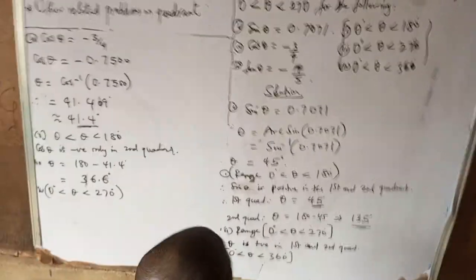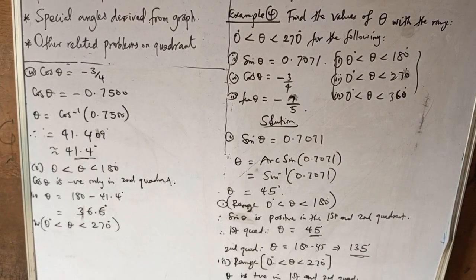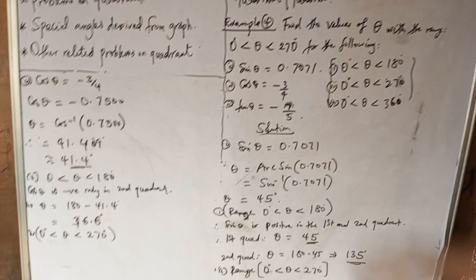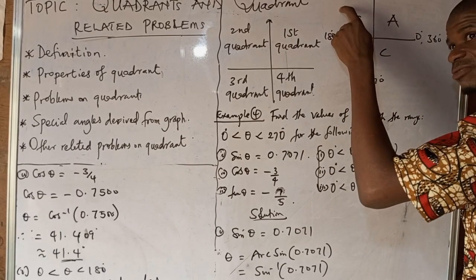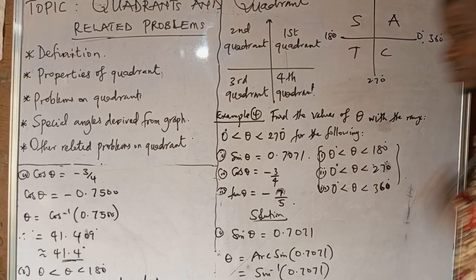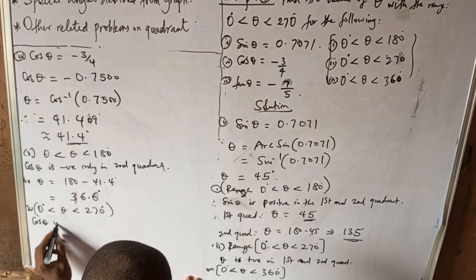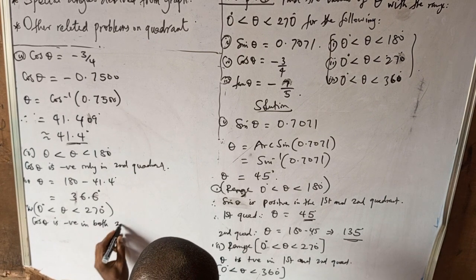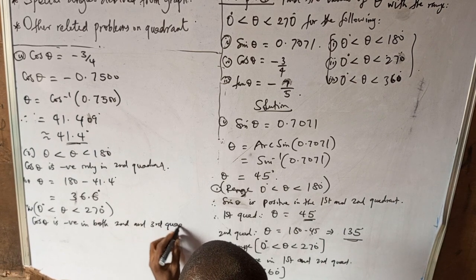So you still go back to the quadrant. Where is cosine negative? Now you are accommodating the third quadrant. 1, 2, 3. So cosine is negative in where? Both in the second and third quadrant. So here you are going to have two answers. Our cos theta is negative in both the second and third quadrant.